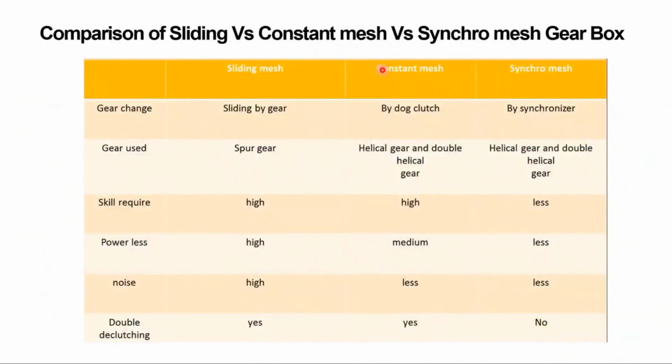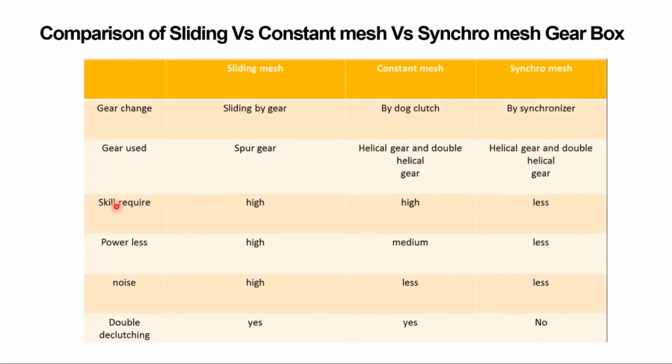Okay, so this is the comparison of sliding versus constant mesh versus synchro mesh. The parameters include, for a gear changing application, the sliding mesh is going to be by gear, and constant mesh is going to be by dog clutch, and synchro mesh is going to be using the synchronizer. And the gear used is spur gear in the case of sliding mesh, and in the case of constant mesh, you are going for a helical gear or a double helical gear. And similarly, in the case of synchro mesh, it is going to be double helical gear and helical gear.